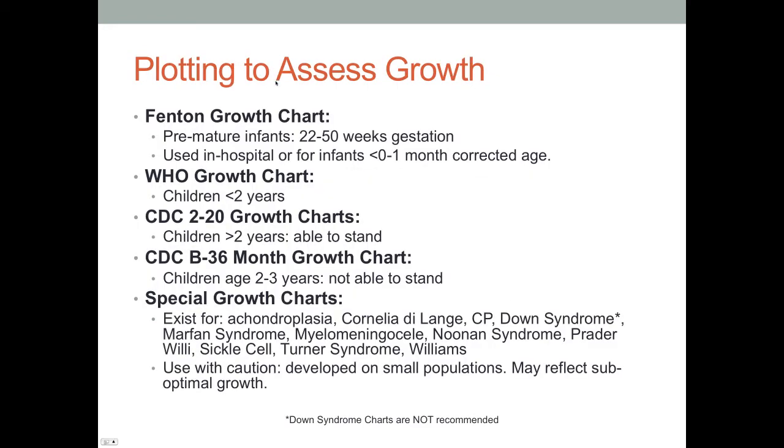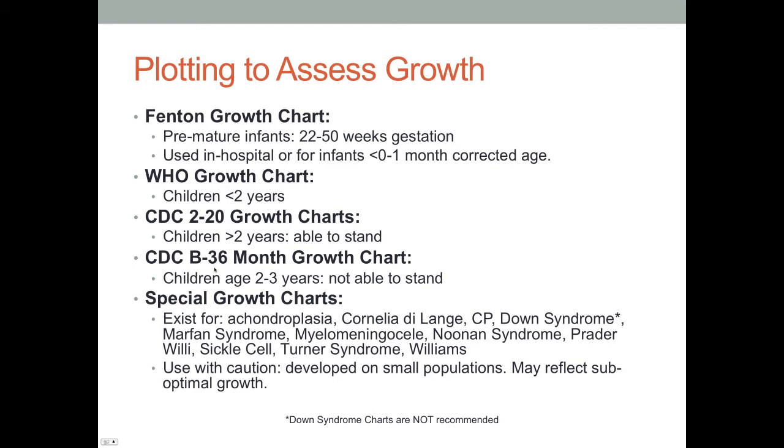Just reminders, we talked about this as we went, but the Fenton growth chart is the one you'll use in the hospital for a preterm infant or for one who is less than about 0 to 1 month corrected age if they're outside of the hospital. And then the WHO if they're less than 2, the CDC if they're greater than 2 and able to stand, and you could use the CDC birth to 36 if they were 2 to 3 but not able to stand.